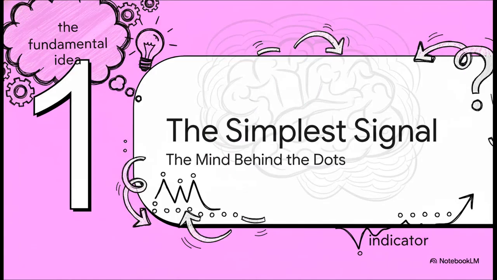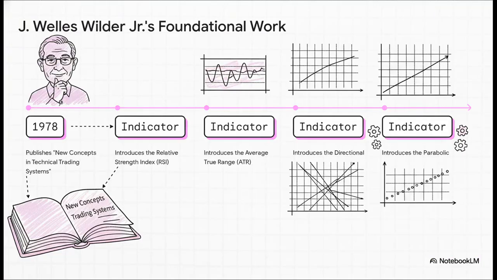So to really get to the bottom of this, we have to go all the way back to the beginning. We need to look at the person who came up with these dots and the core idea that brought this whole indicator to life. And the mind behind these dots? It belongs to a true legend in the trading world, J. Wells Wilder Jr. Back in 1978, he published this book that, honestly, changed everything. It gave us huge indicators like the RSI and the average true range. The Parabolic SAR comes from that exact same brilliant mind, so you know it has a serious pedigree.